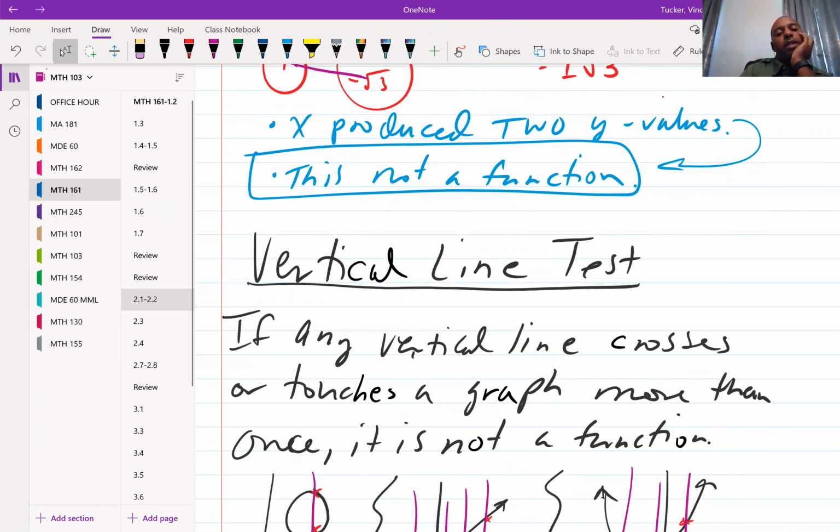All right, so the vertical line test: if any vertical line crosses or touches a graph more than once, it is not considered a function. So if you have an equation or a graph and you want to see if it represents a function, if you draw a vertical line through it and it touches it more than once, then it is not a function.